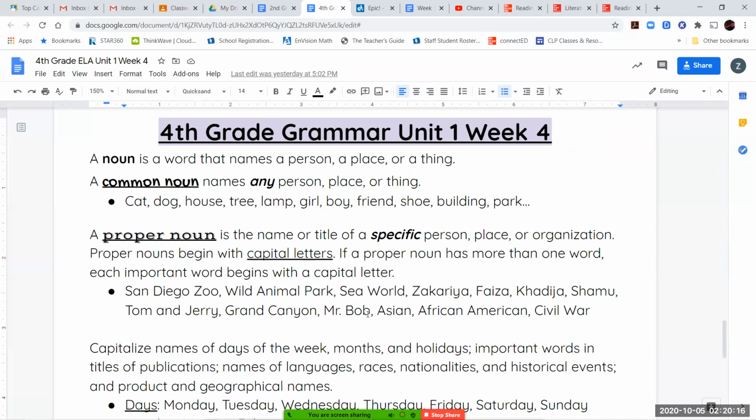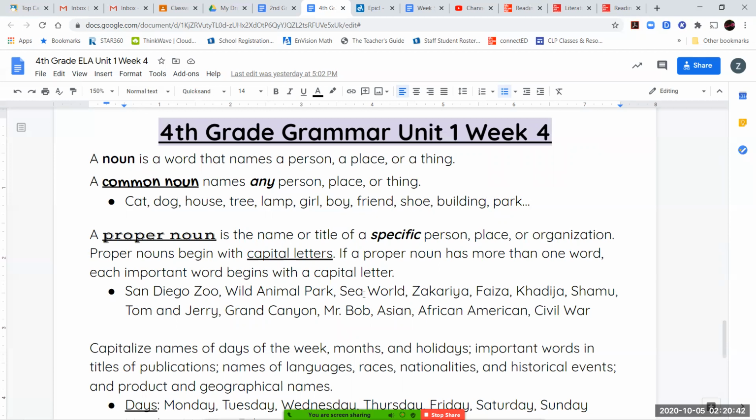Now, proper nouns begin with a capital letter, and if they have more than one word in them, we're capitalizing each one of the important words. So the San Diego Zoo, I'm capitalizing the S and the D and the Z. If I say SeaWorld, I'm capitalizing the S in SeaWorld and the W, or the S and C and the W in world. Now, proper nouns, like we said, are also names.